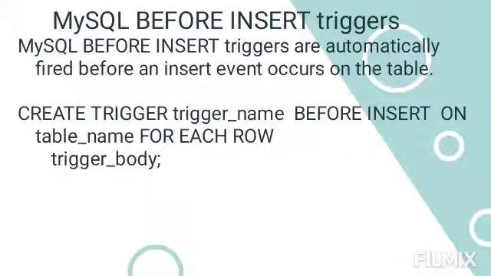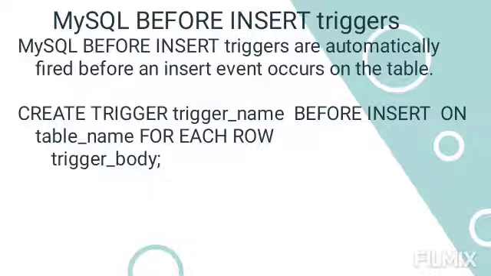Next we look at MySQL BEFORE INSERT triggers. It is automatically fired before an insert event occurs on a table. The syntax is CREATE TRIGGER trigger_name BEFORE INSERT ON table_name FOR EACH ROW trigger_body.